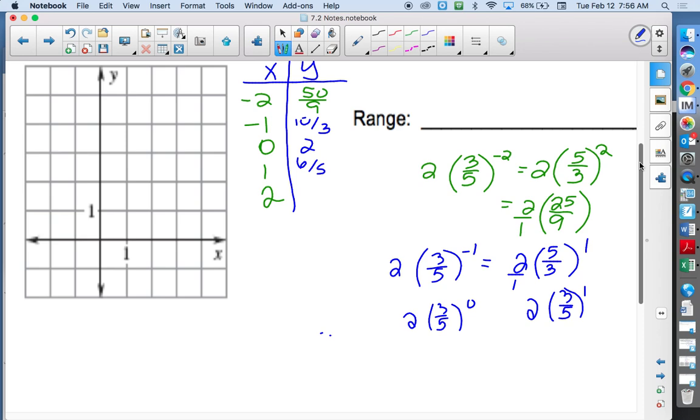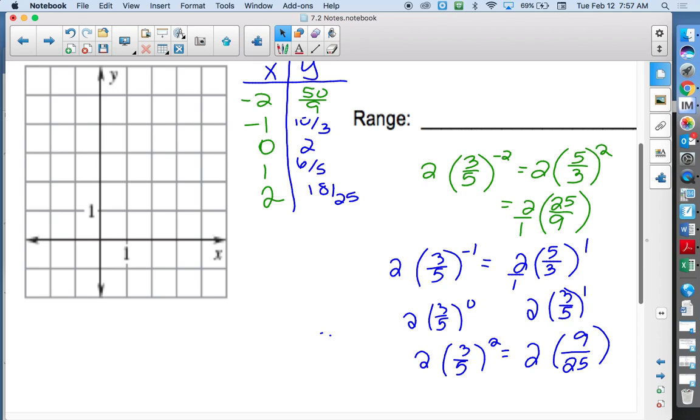And then the last one, we're taking 3/5 and squaring it. So squaring the top is 9/25, and then doubling it to get 18/25. A lot of good fraction work there.